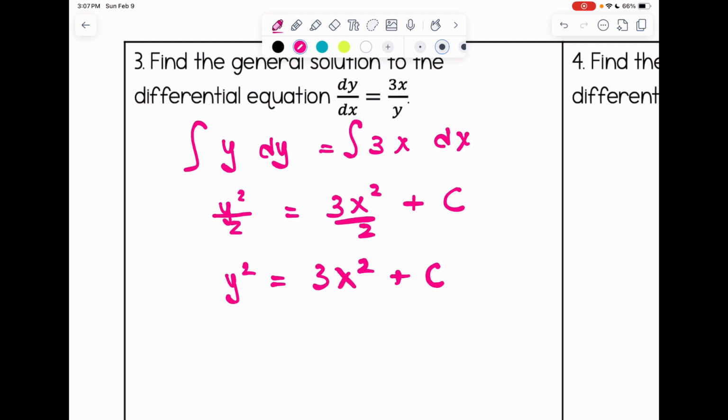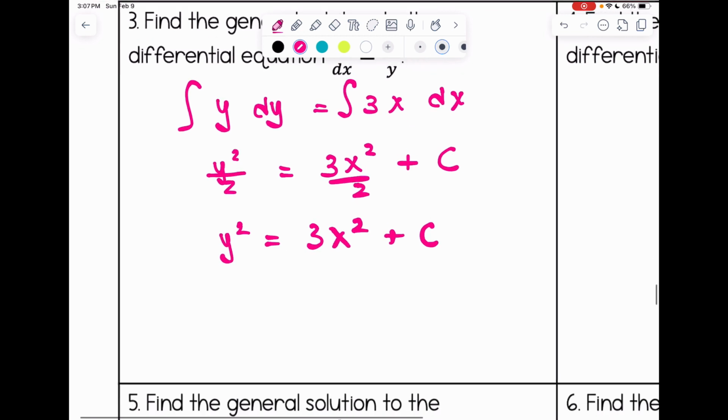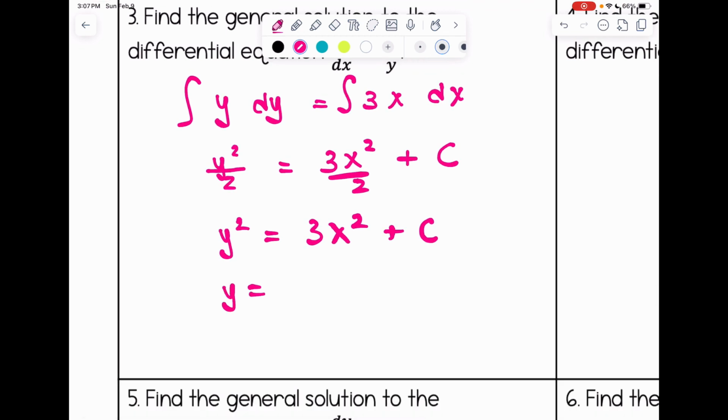So recall earlier in the video, I mentioned that 2 times c is just some, again, unknown constant. So we're just going to leave it as c. We're going to take the square root, and we're going to put plus or minus in front of that radical to represent both possibilities.